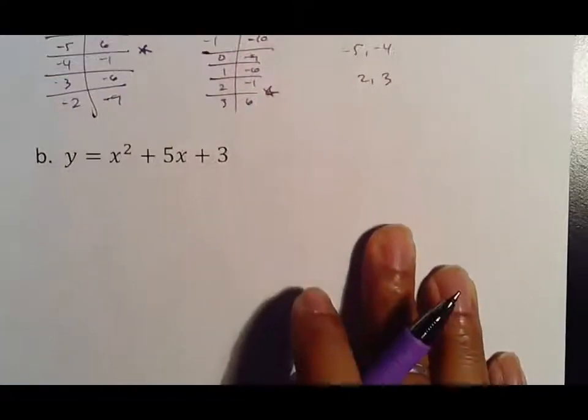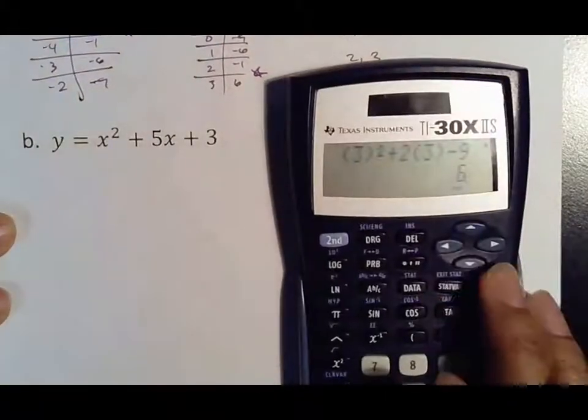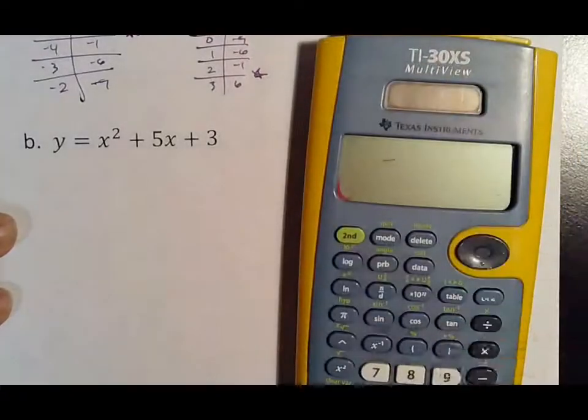Alright, so again, B, approximate the zero, same thing. I'm going to do it with the one I like.